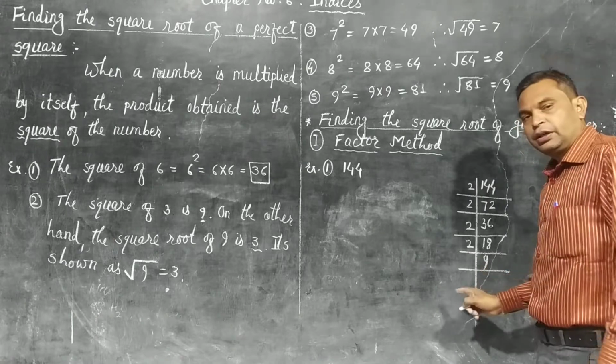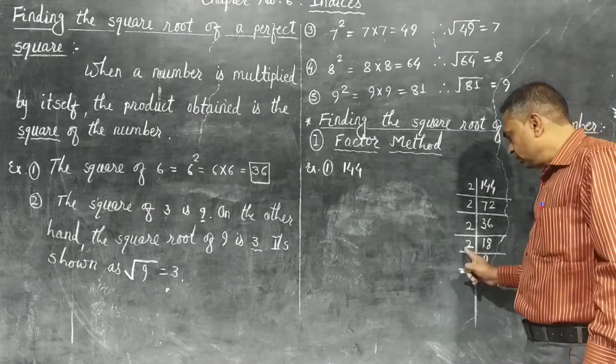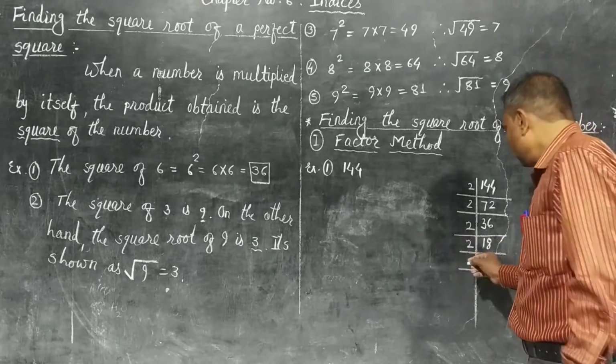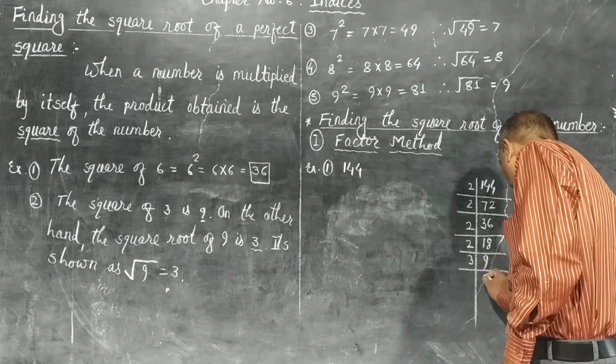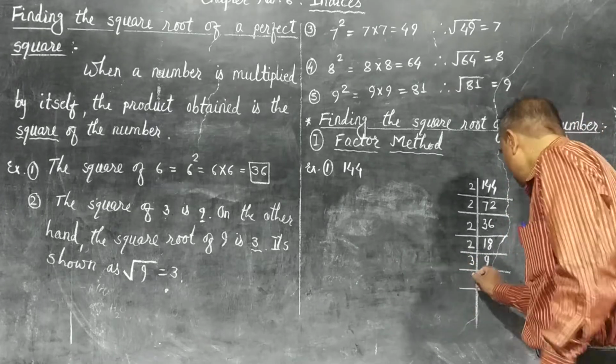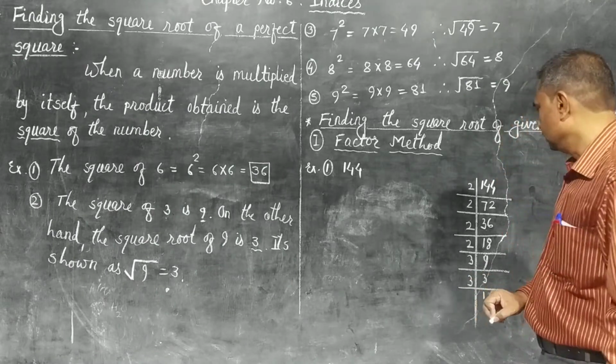Now 9, it is not an even number and it doesn't come in the table of 2. After 2, the prime number is 3. 3 3s are 9. And therefore 3 is a prime number and it can be divided by only 3.